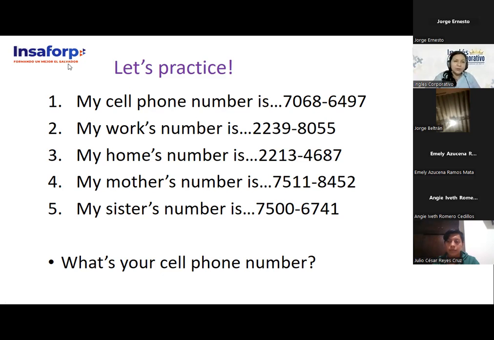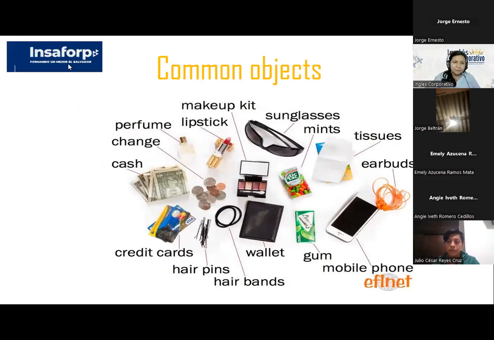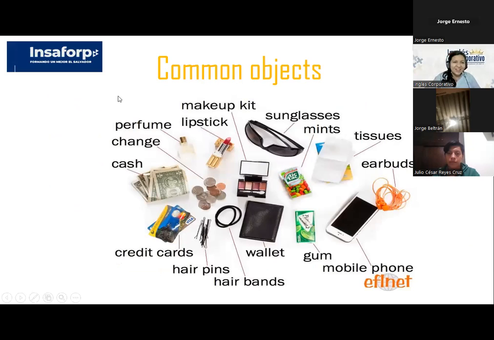Okay, now guys, we are going to study some common objects, objects that we use every day. For example, makeup. That's important for the girls. We need to have it in our bag. Makeup kit, sunglasses, mints, tissues, earbuds, the cell phone or mobile phone, gum, the wallet, the bands, hairpins, credit cards, cash, the change, perfume, lipstick. So this is in a woman's bag.